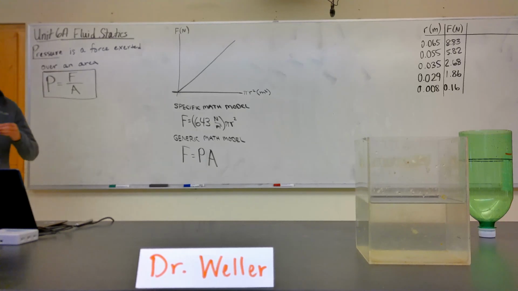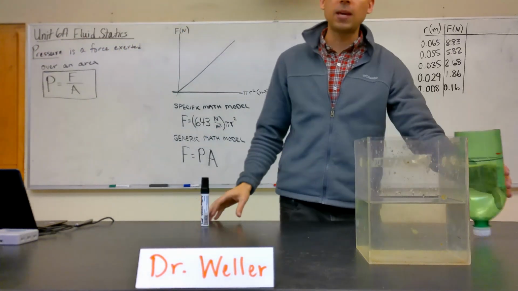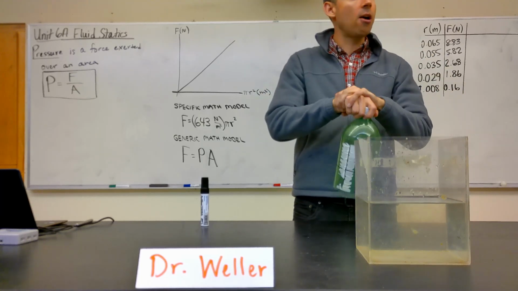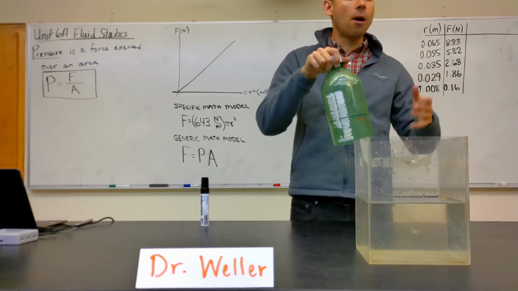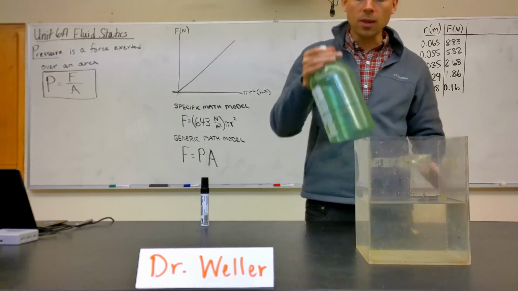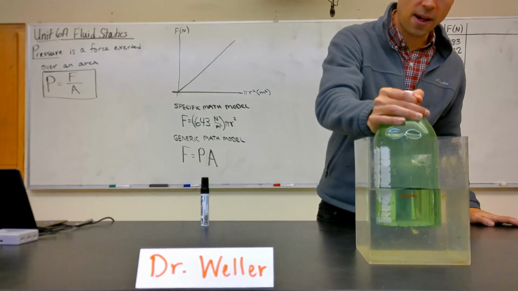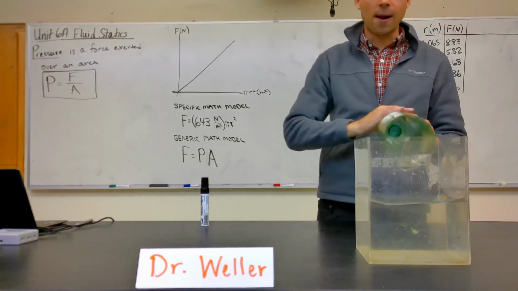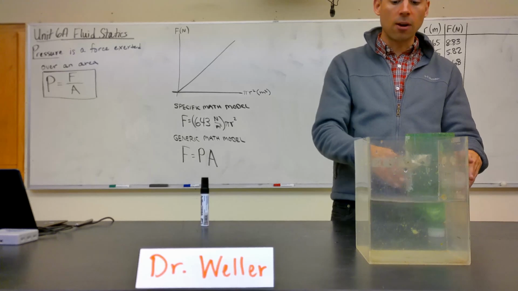So what we saw was that the bigger your bottle became, the more force you had to exert to hold it down, given the same amount of pressure. So if we submerge these all to 7.5 centimeters deep, they all experience the same pressure, but a greater force because the area is greater.